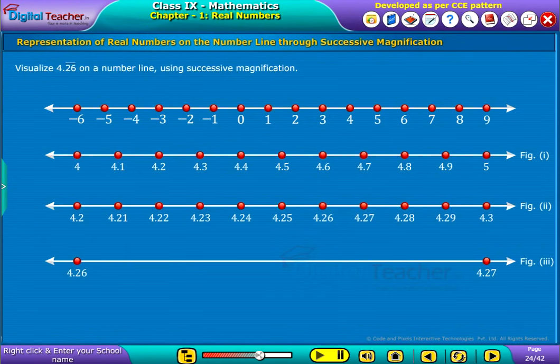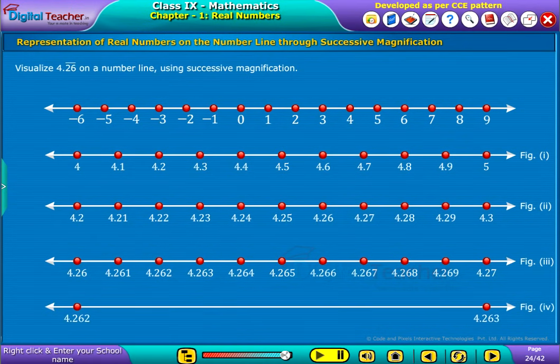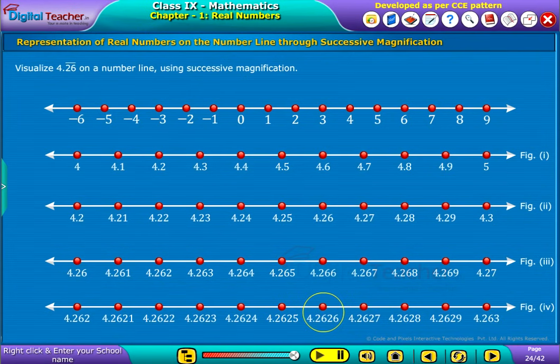So, let us now divide this portion into 10 equal parts and represent them as 4.26, 4.261, and so on up to 4.27, as shown in figure 3. As before, now we can visualize through the magnifying glass that 4.2626 lies between 4.262 and 4.263. We can proceed endlessly in this manner and simultaneously imagine the decrease in the length of the interval in which 4.26 bar is located.